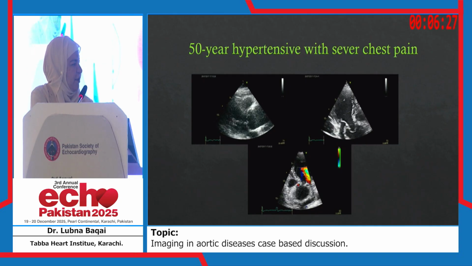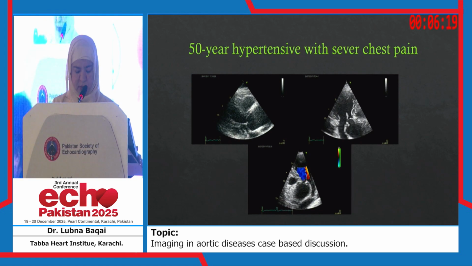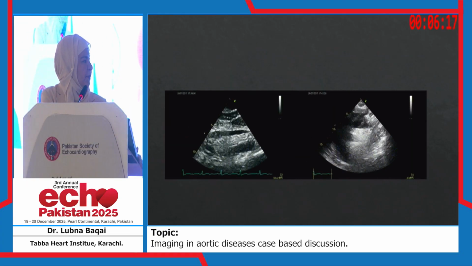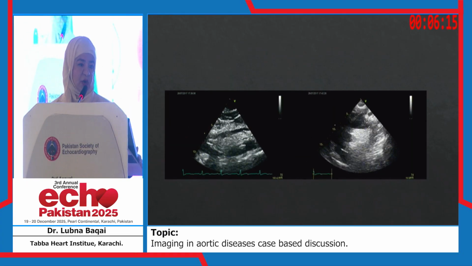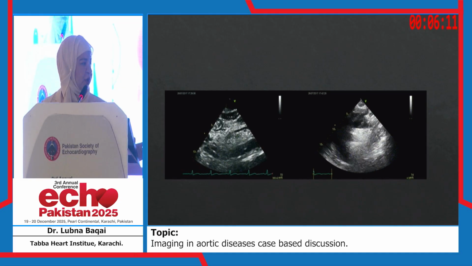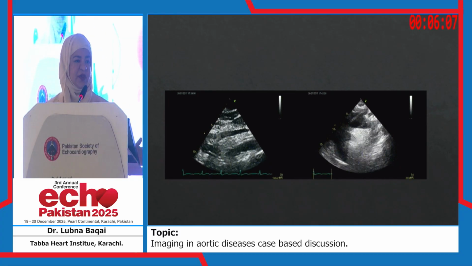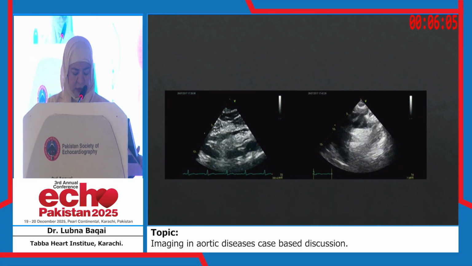Why is there no severe AR? Because the dissecting cusp is prolapsing through the valve and protecting from aortic regurgitation. You can see the extent on the transthoracic echo as well. You can clearly see the dissection flap on the abdominal aorta and the dissection flap on the arch of the aorta extending up to the carotids.